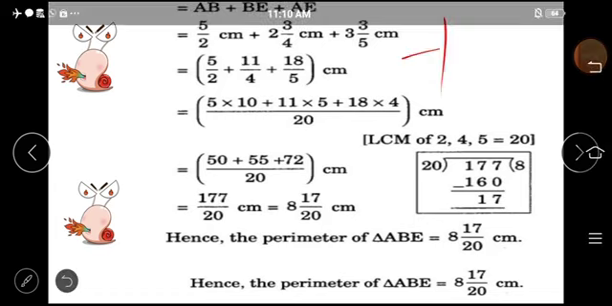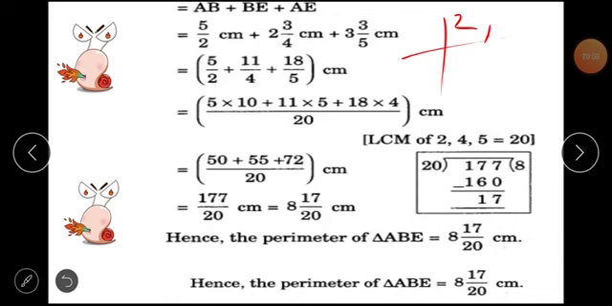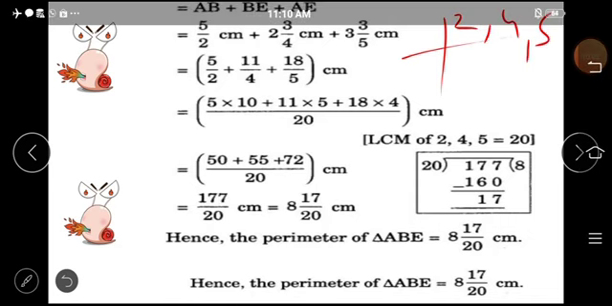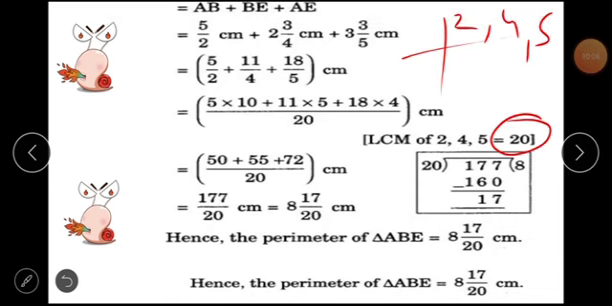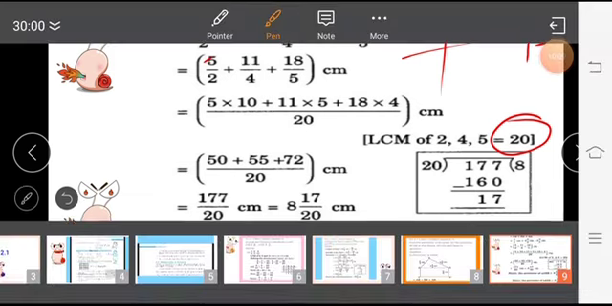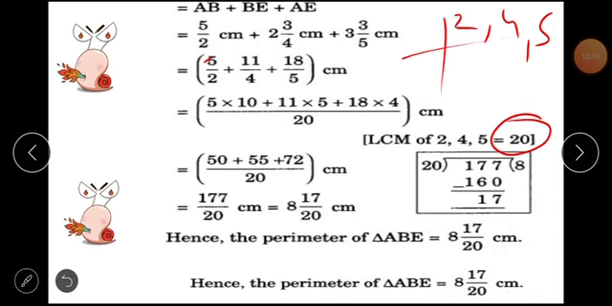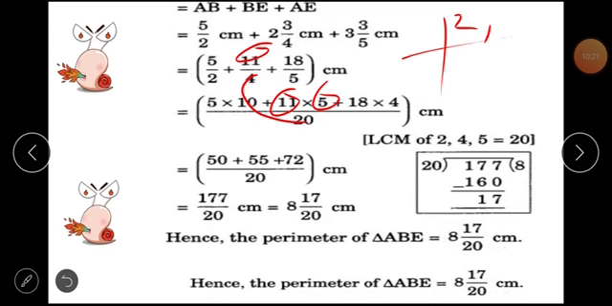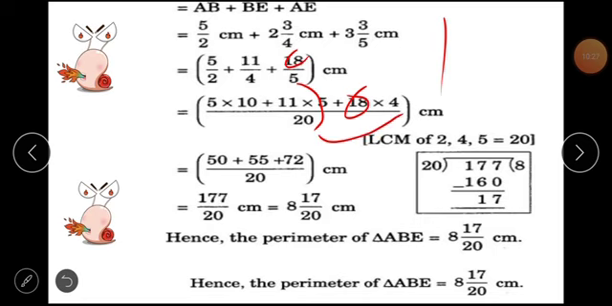So the LCM of 2, 4 and 5 will be equal to 20. Again you will write down the denominator 5 as it is. Multiply it by 2 tens are 20. Then 11 as it is. Multiply 4 fives are 20. And then 18 as it is. And 5 fours are 20.